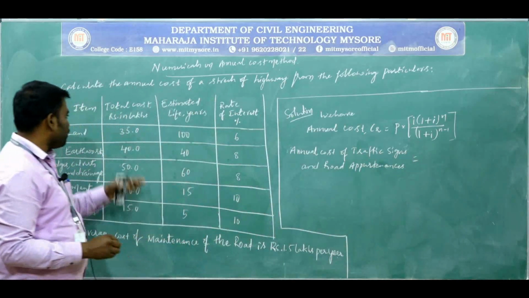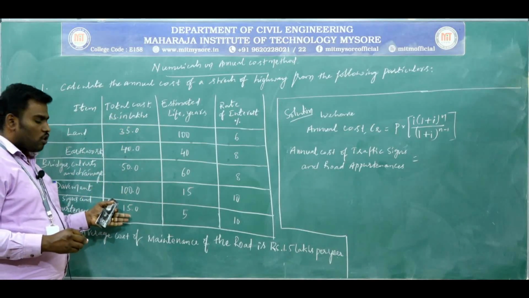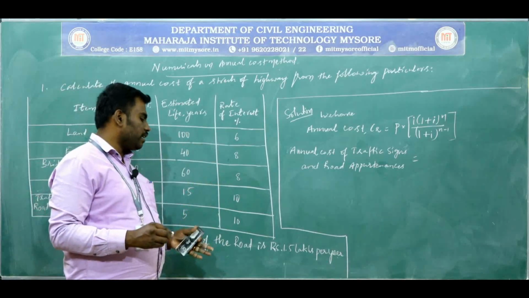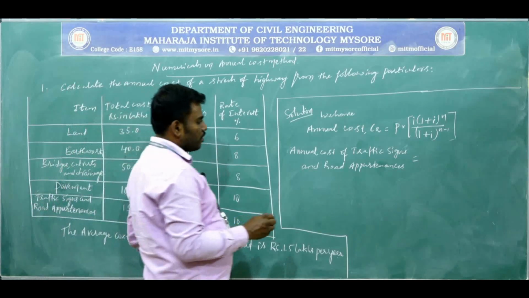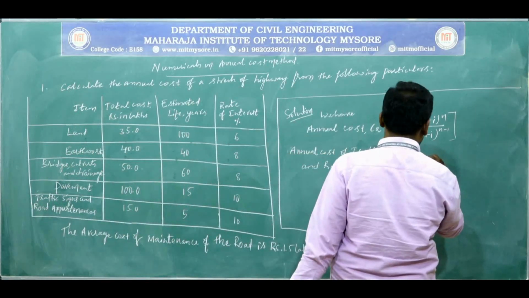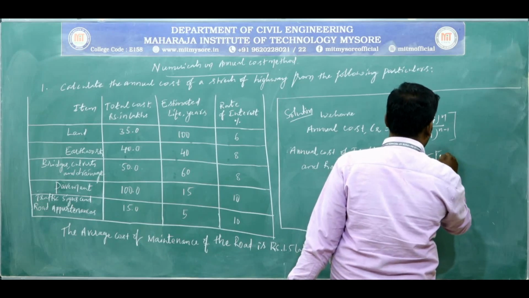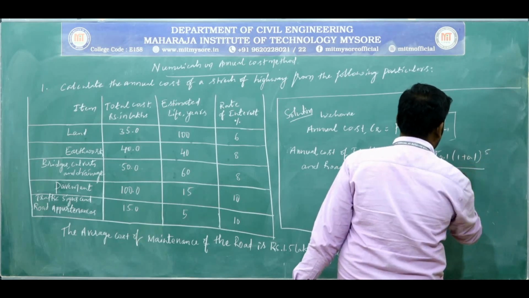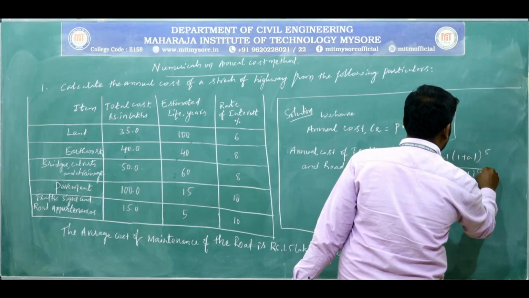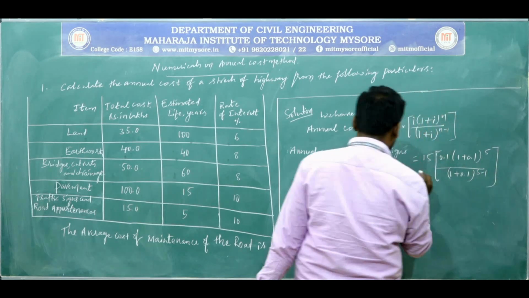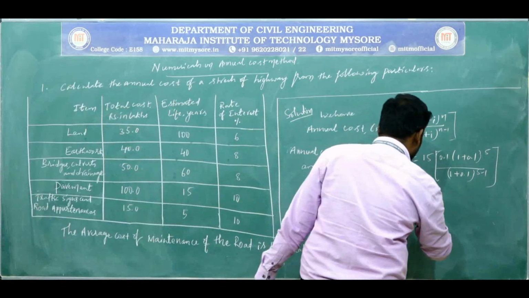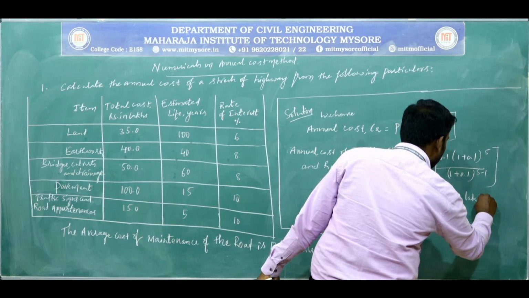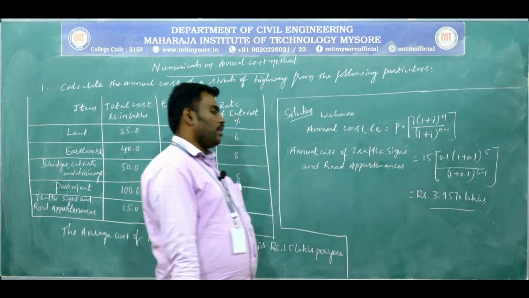For that item the investment cost is 15 lakhs, estimated life is 5 years and the rate of return is 10%. P is 15, i is 0.1, 1 plus 0.1 to the power 5 divided by 1 plus 0.1 to the power 5 minus 1. This gives about rupees 3.9570 lakhs.